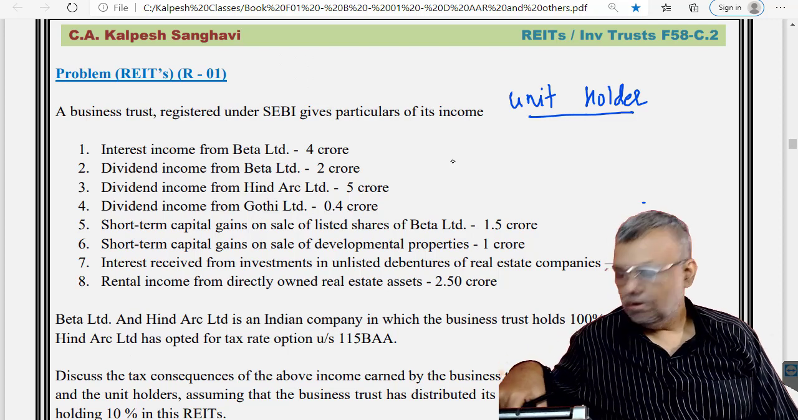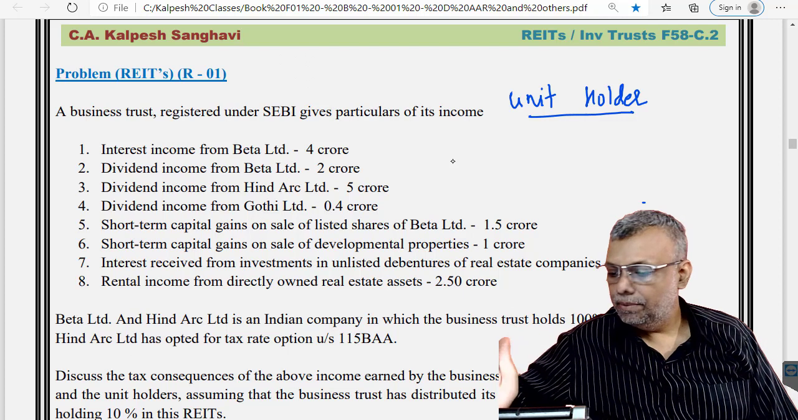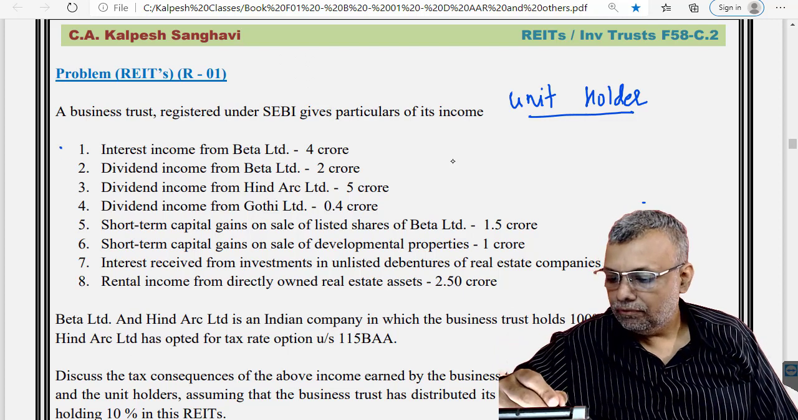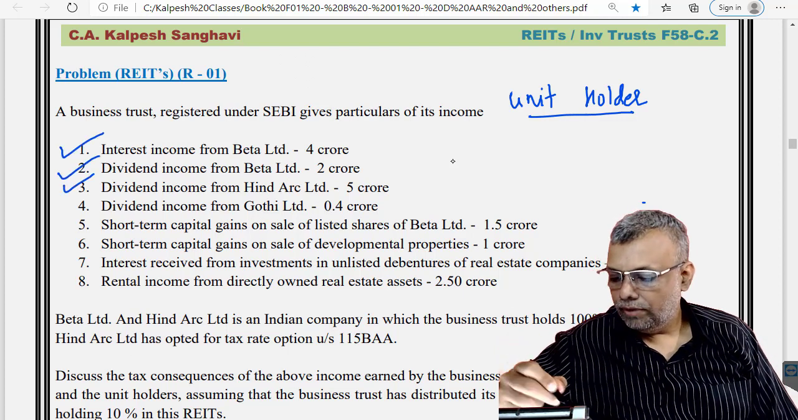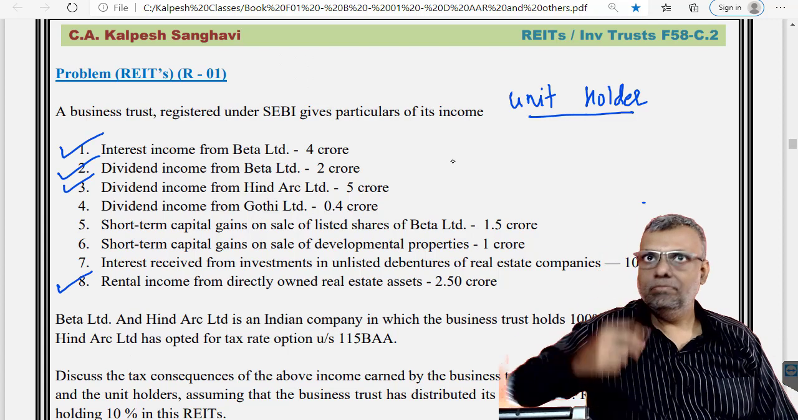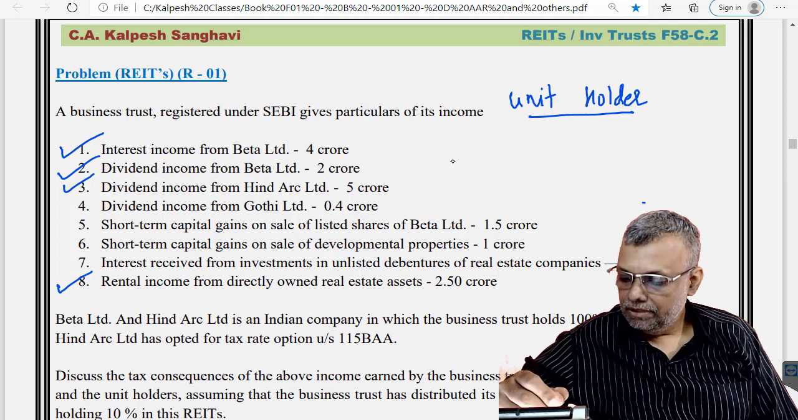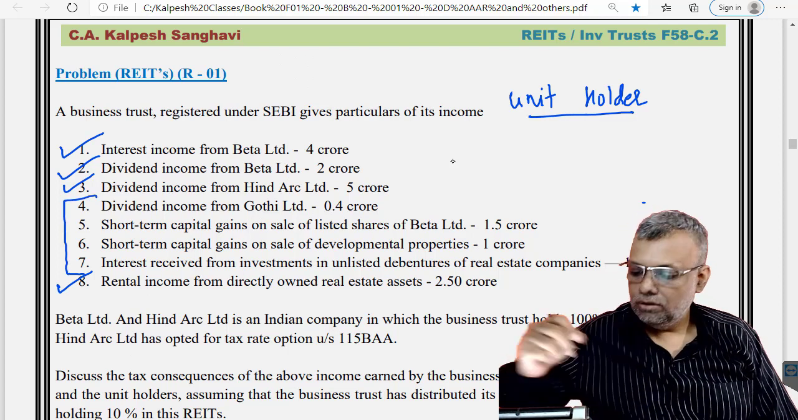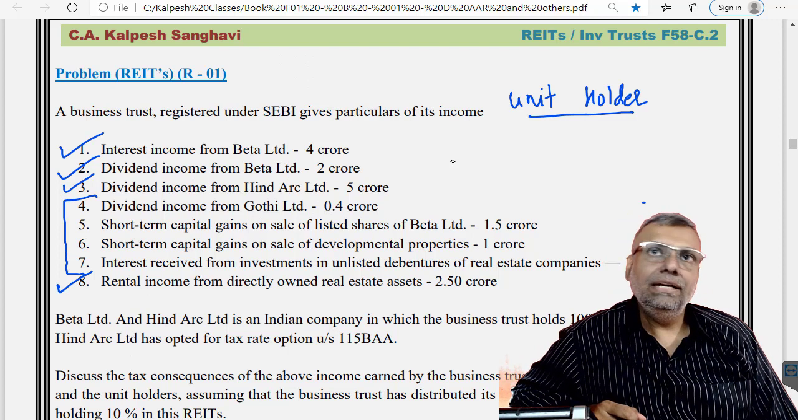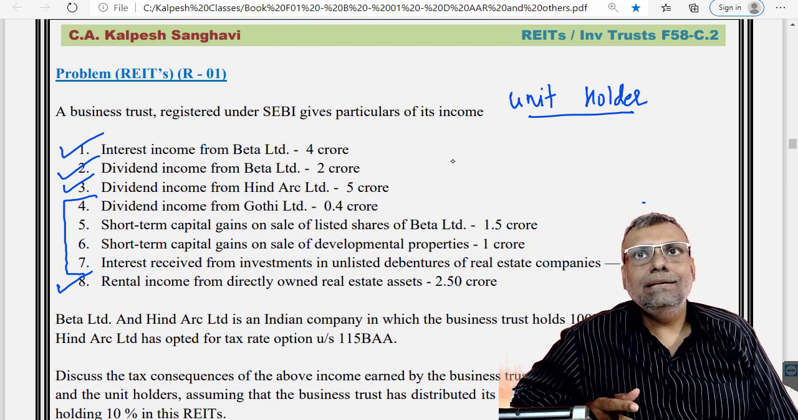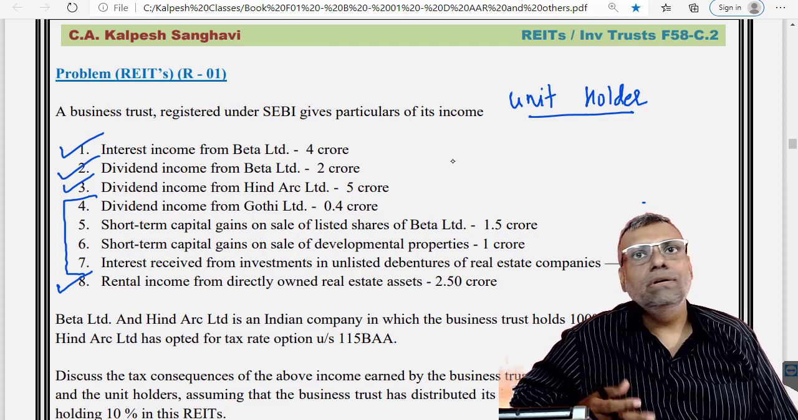So ideally speaking, see, the unit holder should be taxable for points 1, 2, 3 and point number 8, because these incomes were considered as exempt in the hands of the business trust. And the business trust has already paid tax on items 4, 5, 6 and 7. So for that the unit holder need not worry; the unit holder will take it as exempt.